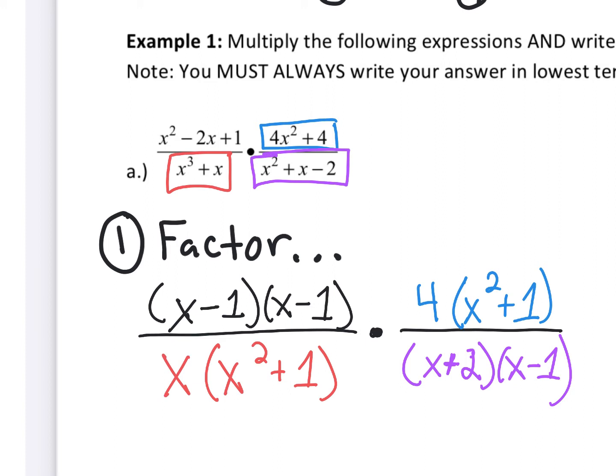Wait, why did you, for the 4 and then parentheses, x squared plus 1? Oh, I pulled out the, see how they have the 4 in common? And then if you distribute that 4 back in to check yourself, 4 times x squared gives you the 4x squared, and then 4 times the 1 gives you the 4. Okay. Thank you. Sure, happy to help. Okay, next up.